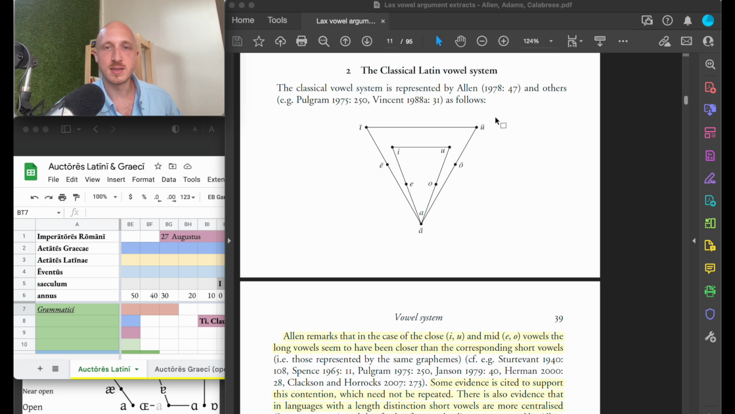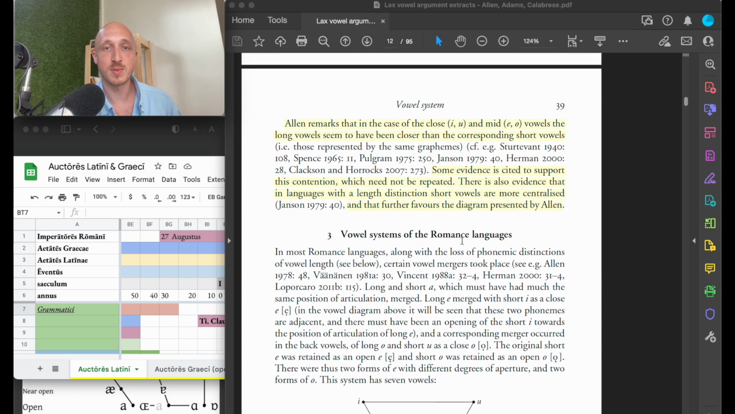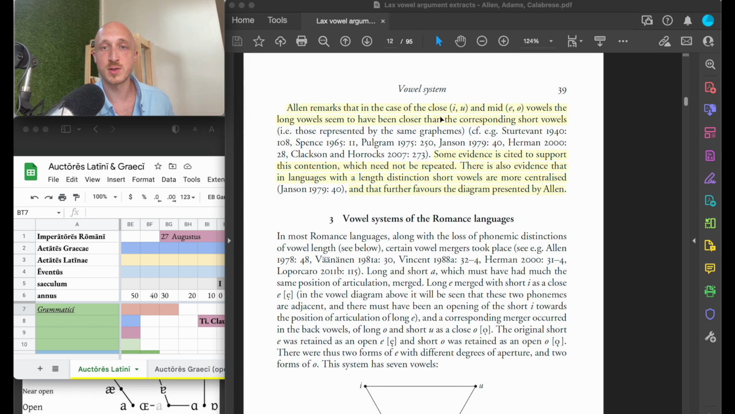So here is the exact reproduction of the Allen vowel system from Vox Latina, 1978. And he says, Allen remarks that in the case of the close I-U and the mid E-O vowels, the long vowels seem to have been closer than the corresponding short vowels. Some evidence is cited to support this contention, which need not be repeated. There is also evidence that in languages with a length distinction, short vowels are more centralized, and that further favors the diagram presented by Allen.